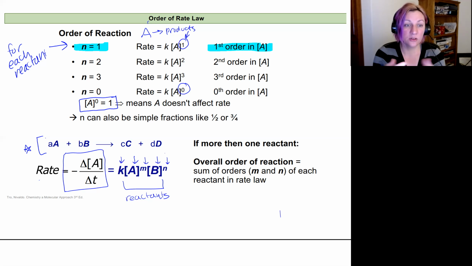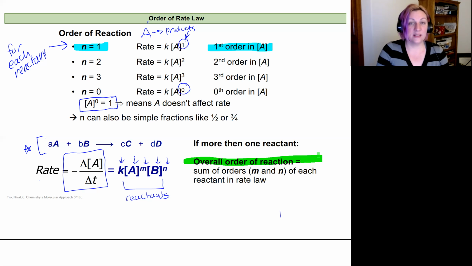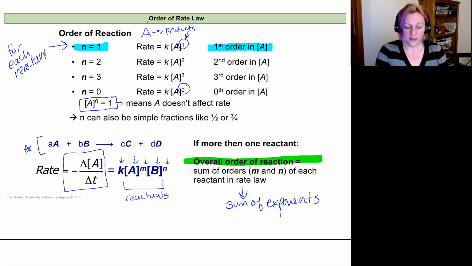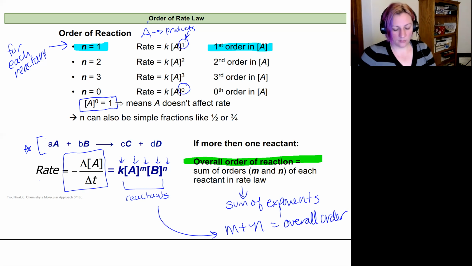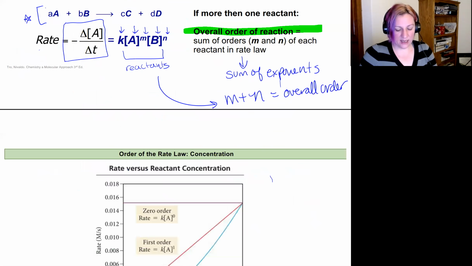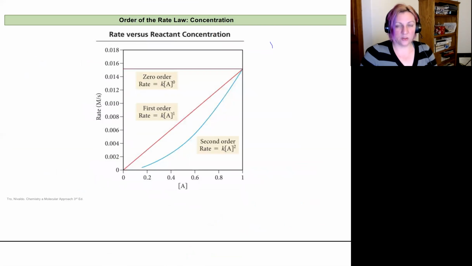Now, we like to characterize a reaction's overall rate. That overall order for the reaction is going to be the sum of the exponents. And so here we go, sum of exponents. So in this case right here, m plus n would equal the overall order of the reaction.